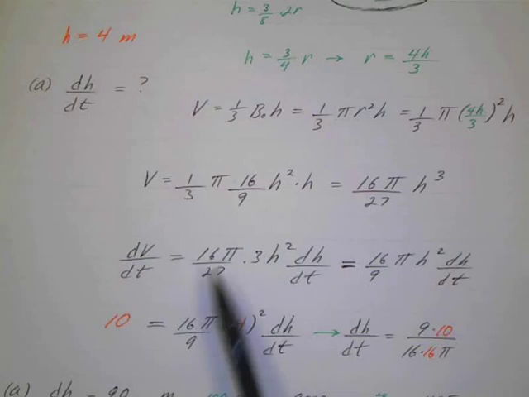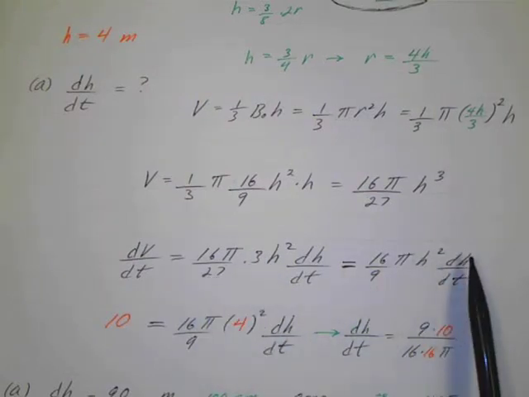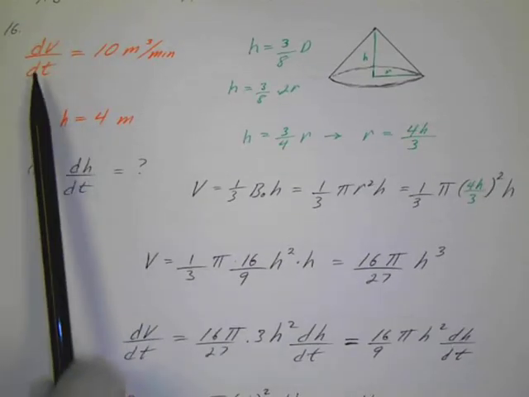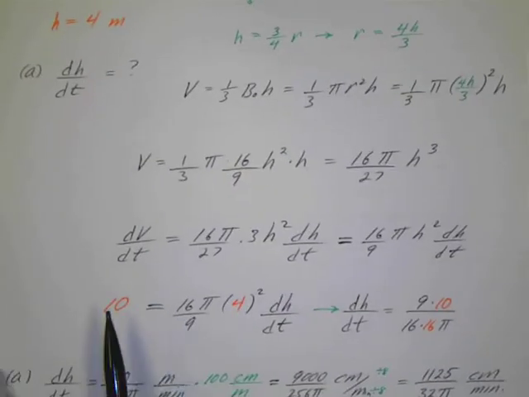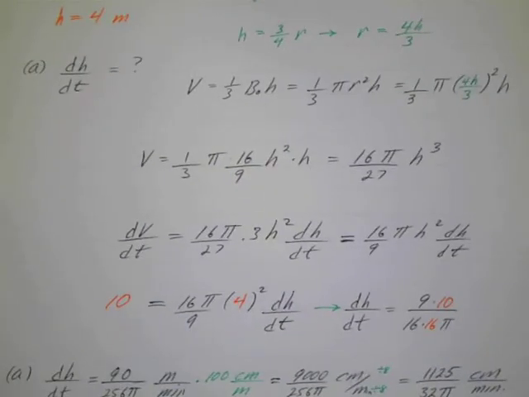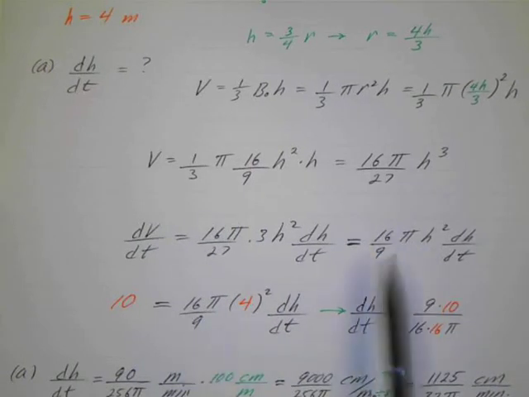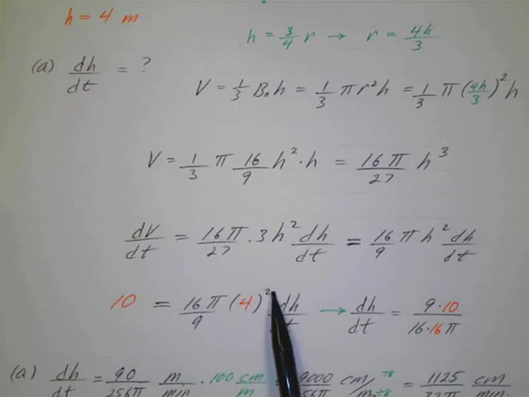And I can simplify that. 3 goes into 27 9 times, so I've got 16 over 9 pi h squared dh/dt. Now my dV/dt was given up here. dV/dt, change of volume with respect to time, is 10 cubic meters per minute. Make sure you bring the constant over here, 16 over 9 pi. And h is 4, so that's going to be 4 squared dh/dt. That's what I'm looking for.